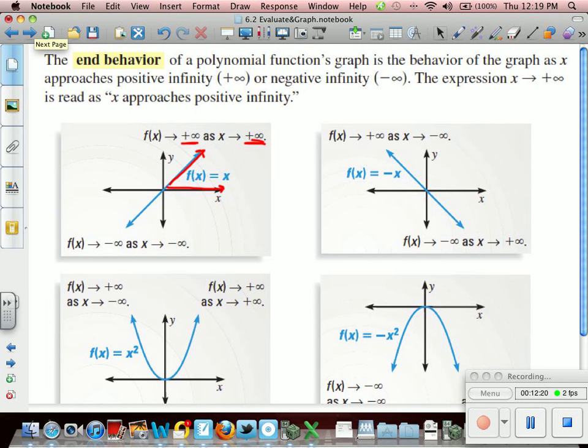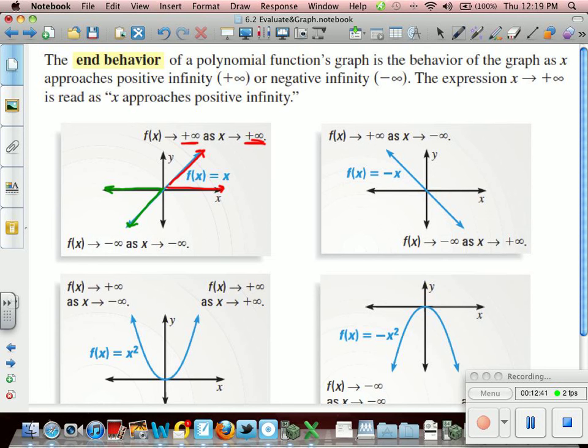But if I look at the left-hand side, as my x's go to negative infinity, my y's go to negative infinity. So I'm really just looking at my end behavior. What's happening to my y's as my x's go to infinity and negative infinity? And it works the opposite here.